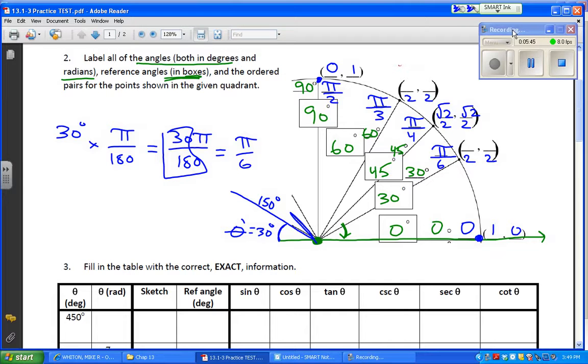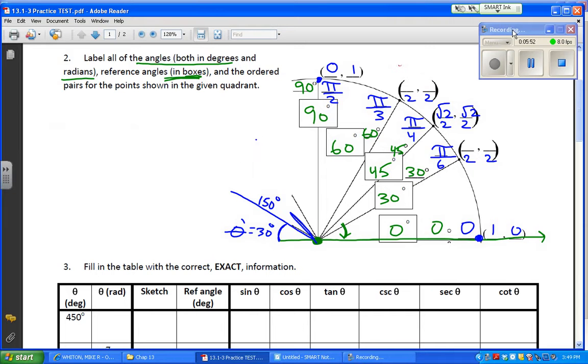Okay, and if you want to know where that's coming from, it really goes back to the special triangle. Let's say we had a triangle like this, and this angle was 45. If this was a 45, 45, 90, if you remember the side lengths on those, the opposite and the adjacent are both the same.